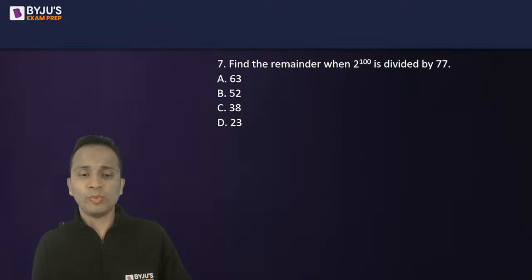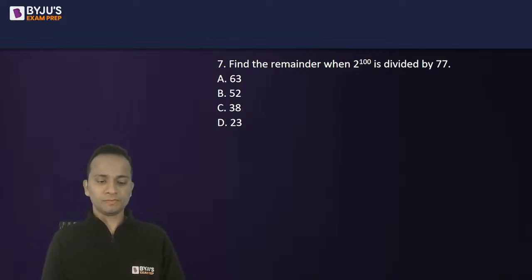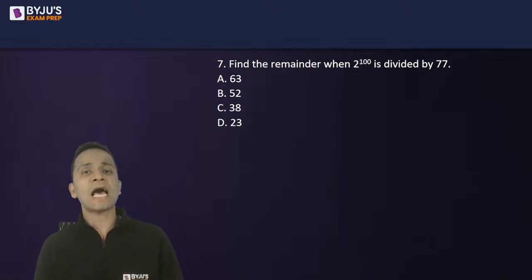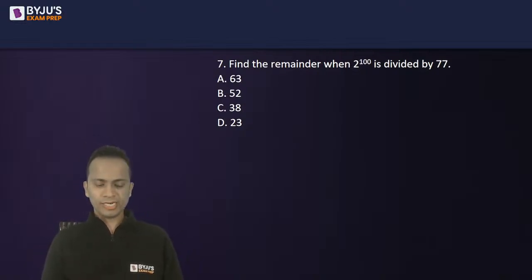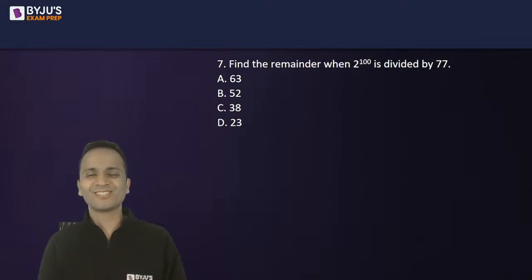2 raised to the power 100 when divided by 77. We'll have to find out the remainder. Again, you can break 77 in two parts, 7 and 11, right? So the remainder theorem that we use here is called the Chinese remainder theorem.